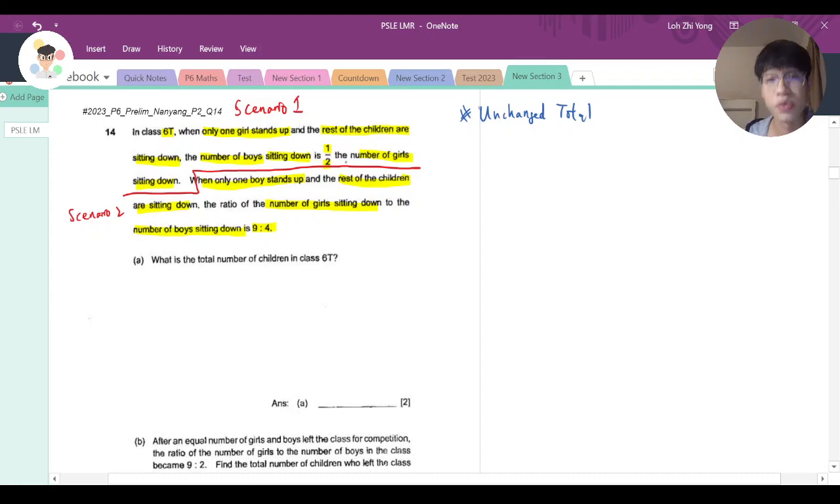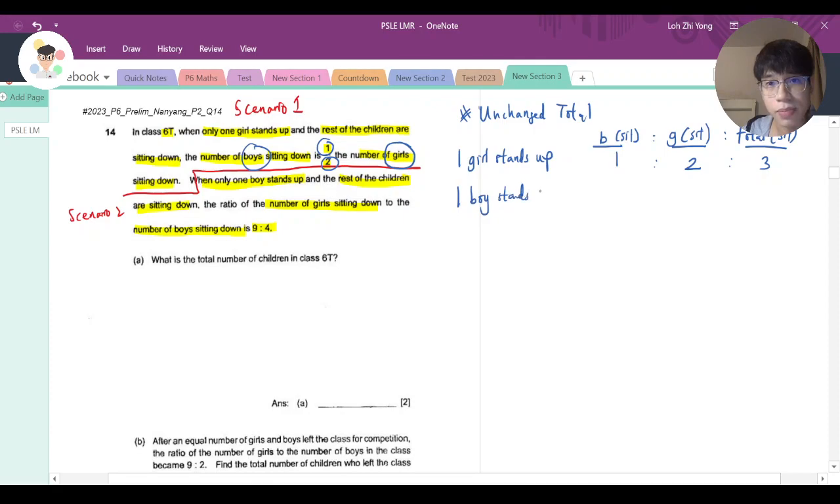So let's try to write down the ratio table. Let me draw scenario number 1. One girl stands up. This is scenario number 1. Boys sitting down, girls sitting down, and the total. Boys 1, girls 2. So 1 to 2, and the total ratio is 3. When one boy stands up, the ratio is girls 9, boys 4. Don't put it wrongly, okay? Girls 9, boys 4. 9 plus 4 is 13. And again, this is a concept called unchanged total. The total number of people sitting down is still the same, because only one girl, one boy, and yeah, the same.